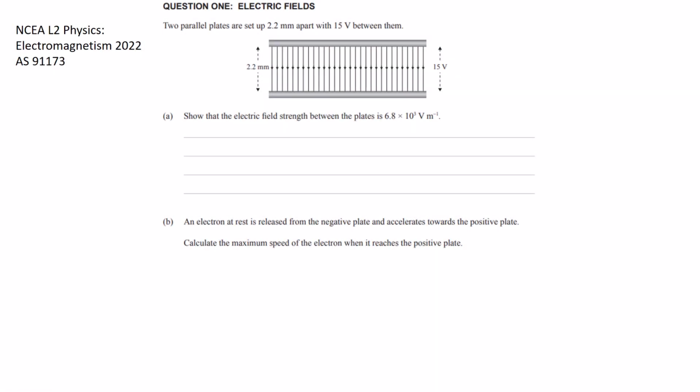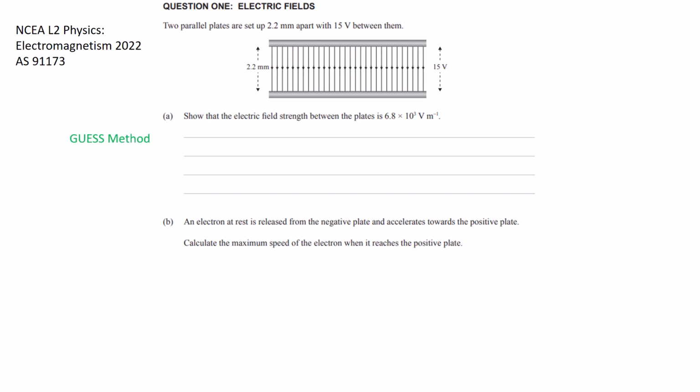Here's a quick rundown of parts A and B from question 1 on the 2022 Level 2 Physics Electromagnetism paper. So we've got two parallel plates set up 2.2 millimeters apart with 15 volts between them. And we're asked to show that the electric field strength between the plates is 6.8 times 10 to the 3 volts per meter. We're going to use the GUESS method to solve this one.